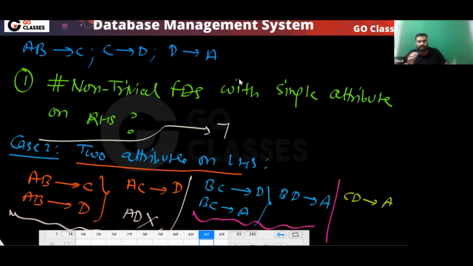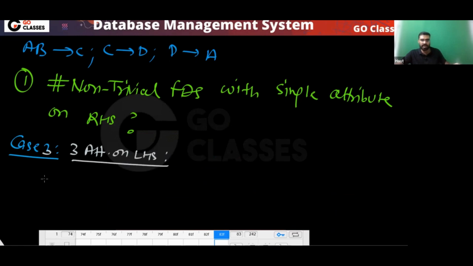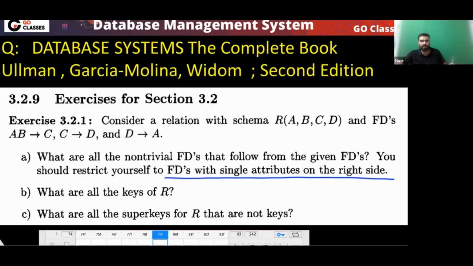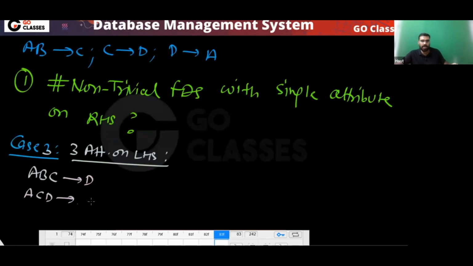In the case 3, how many will we get? If you have 3 attributes on LHS, then what will happen? You can check ABC. With ABC, you will get D, right? You can check ACD. ACD will not give you B, right? Only this will give you. So for ACD, there is no need to check.